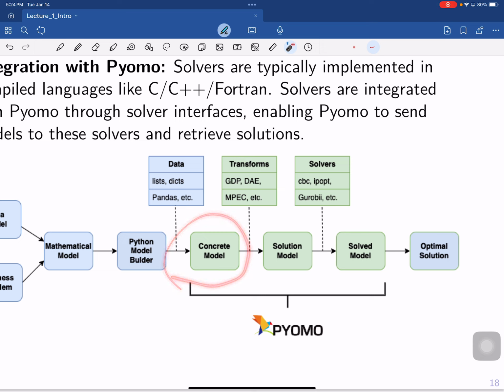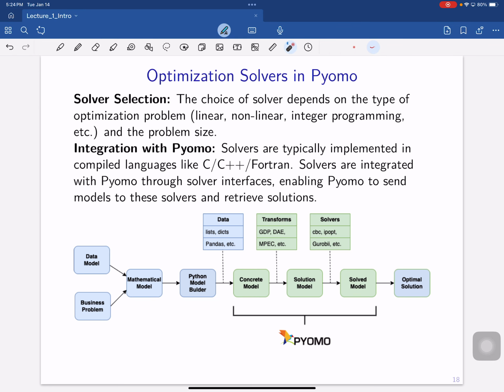Okay, so after you build a Pyomo model, it interfaces with these optimization solvers we talk about, right? Again, Pyomo itself cannot give you the optimal solution. So it interfaces with those solvers, and then after those solvers solve the model and get the optimal solution, Pyomo will retrieve the optimal solution from those solvers and return it to you. Then you can tell the user what the optimal solution is. Okay, that's roughly how it works.